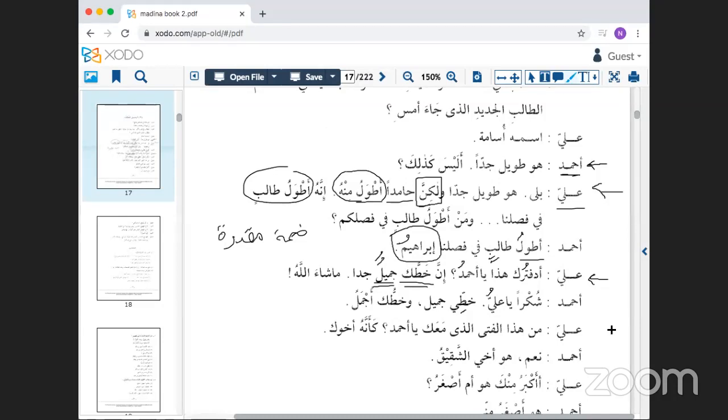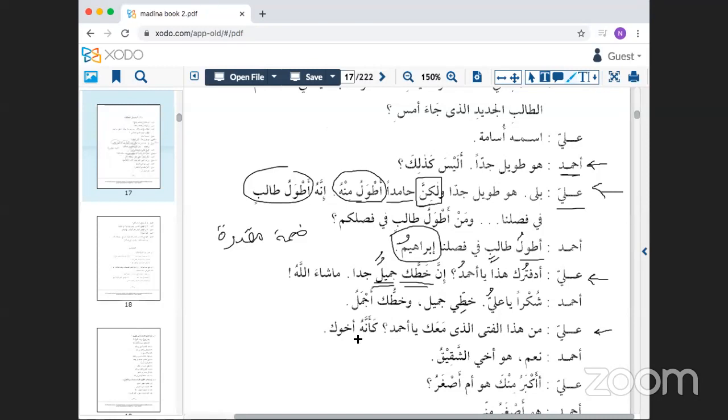Can we get two new microphones to read the next couple of lines? So, Fadl Akhi Ahmed and Rashid. Ahmed, if you could read Ali, and Rashid, you could read the next one, which is Ahmed. Okay. من هذا الفتى الذي معك يا أحمد كأنه أخوك؟ نعم. هو أخي الشقيق. بارك الله فيك. طيب أحسنت. طيب stop there for a second please.